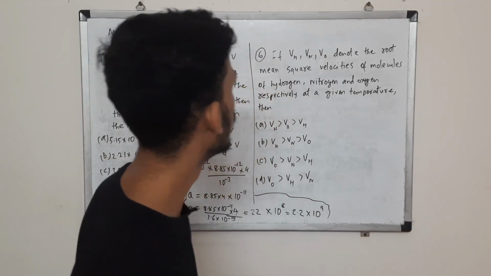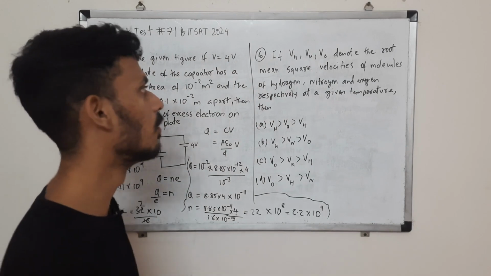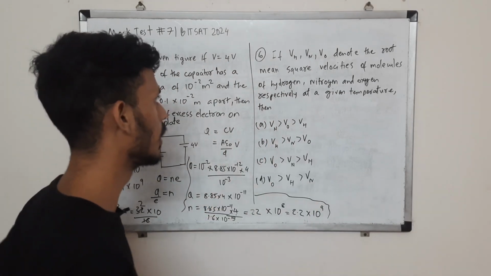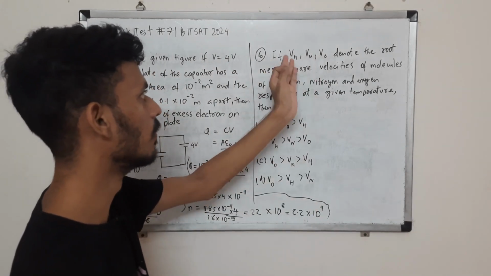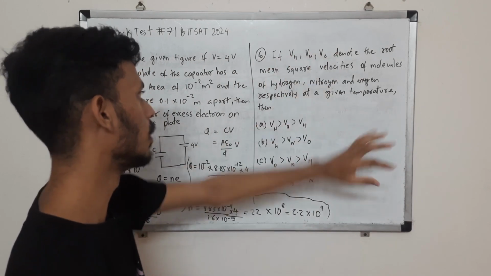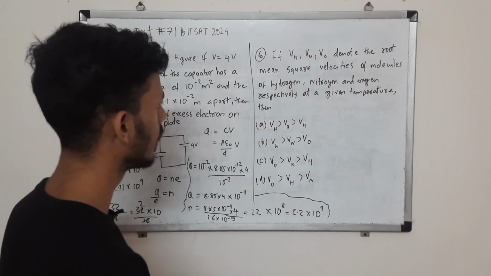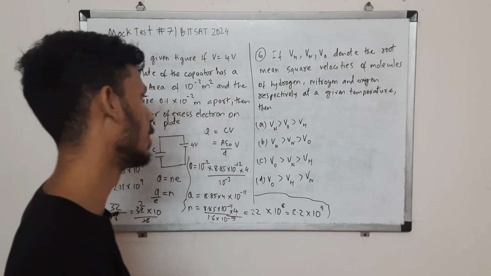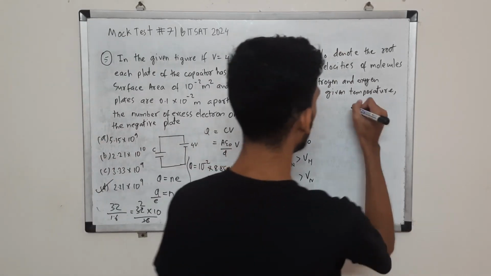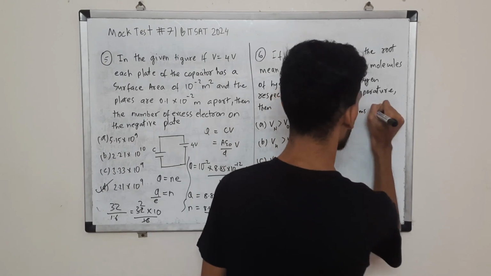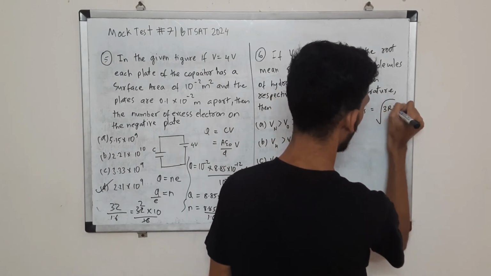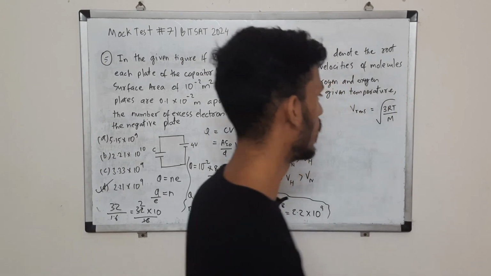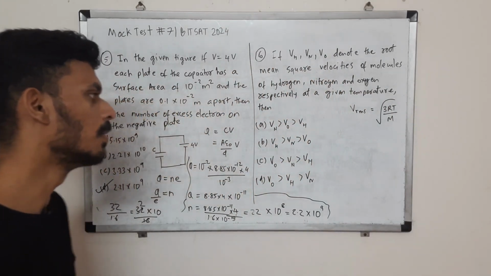Now let's come to this. Here we have been given the RMS speed of hydrogen, nitrogen and oxygen molecules as Vh, Vn and Vo respectively. We are supposed to tell at a given temperature what is the order, which is the fastest molecule. Now the RMS speed is basically given as under root 3RT by m, where m is the molecular mass, mass of the molecule.